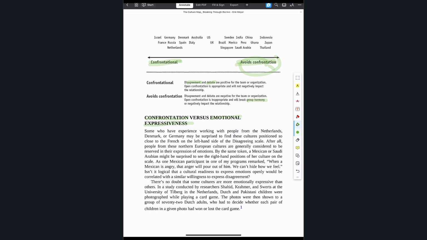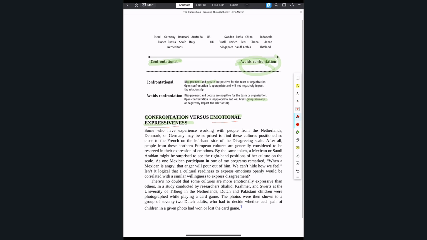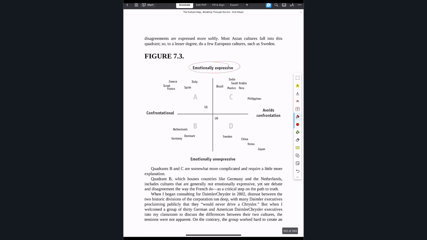But there is also this aspect of emotional expressiveness. Some countries tend to be emotionally expressive, and some countries not so expressive. So these are orthogonal dimensions. Avoid confrontation, but then there is the aspect of emotional expressiveness. So this would be how expressive people are in a particular culture. Some people openly display their emotions, and there are certain cultures where both the positive feelings and the negative feelings tend to get expressed very openly.